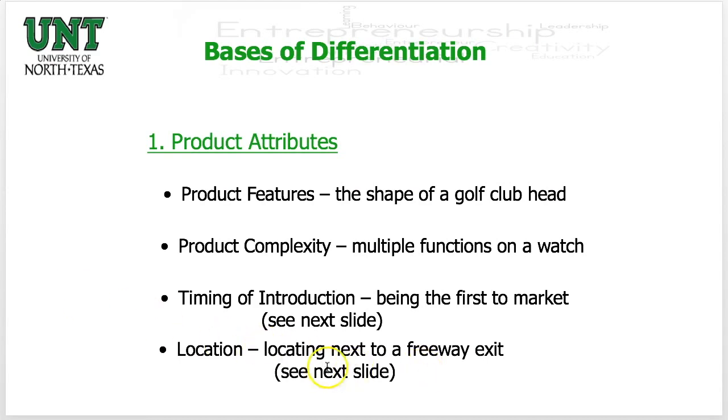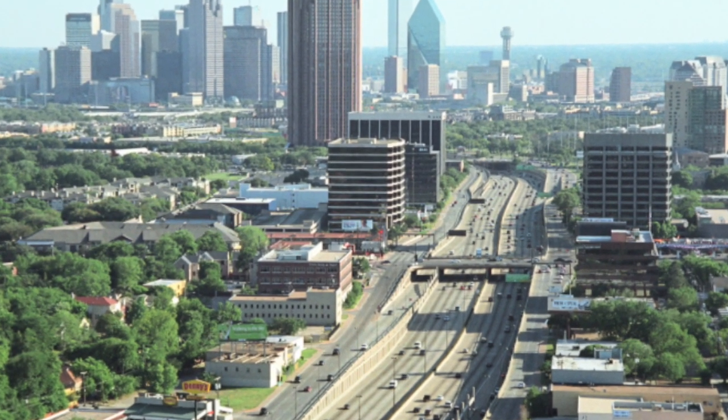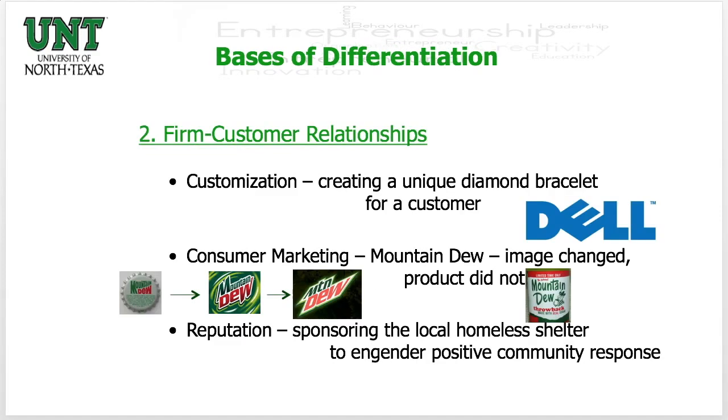Okay, and location, that's the last one here. An example of this one would be having a great location next to a freeway exit. Right? So you hear the old adage, location, location, location. That's a great way to be different. Right? There's only one land resource, and once you own that resource, then the competition is unable to compete on that one basis. Moving on to firm customer relationships.